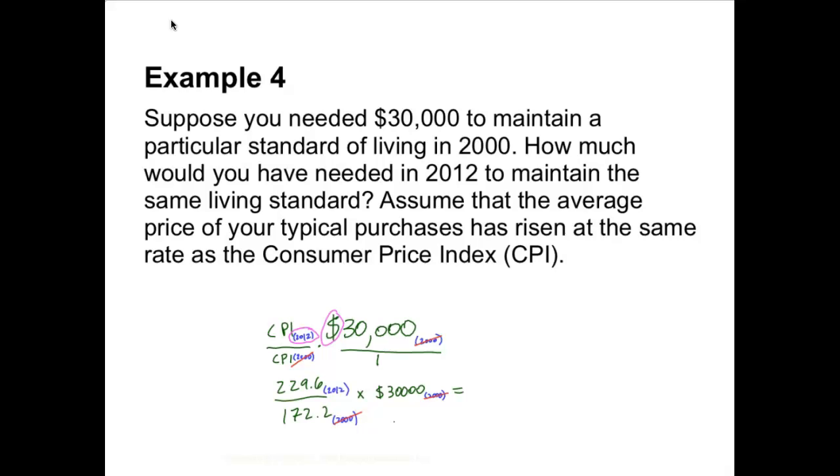All right. So in the calculator, I'll just do 229.6 divided by 172.2 times 30,000. That's actually about $40,000. So you would actually need $40,000 to maintain the same standard of living in 2012 that you had in the year 2000. And so when I say standard of living, I mean to have the same size house, buy the same groceries, drive the same type of car.